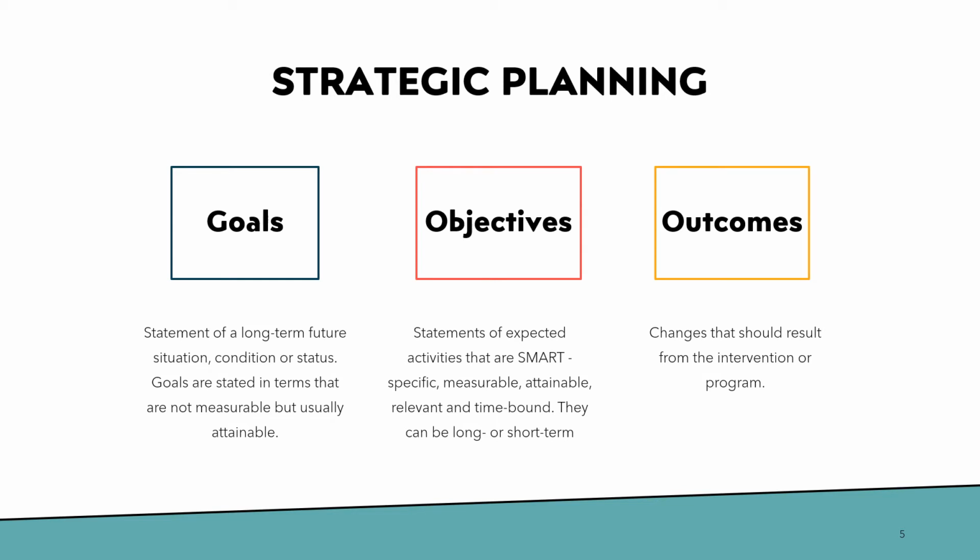So a goal is a statement of a long-term future situation, condition, or status. In our case, it's a health status. Goals are stated in terms that are not measurable. They're usually aspirational, but they're attainable. So we'll give an example on the next slide, but a goal could be world peace, and then it's big, it's aspirational.